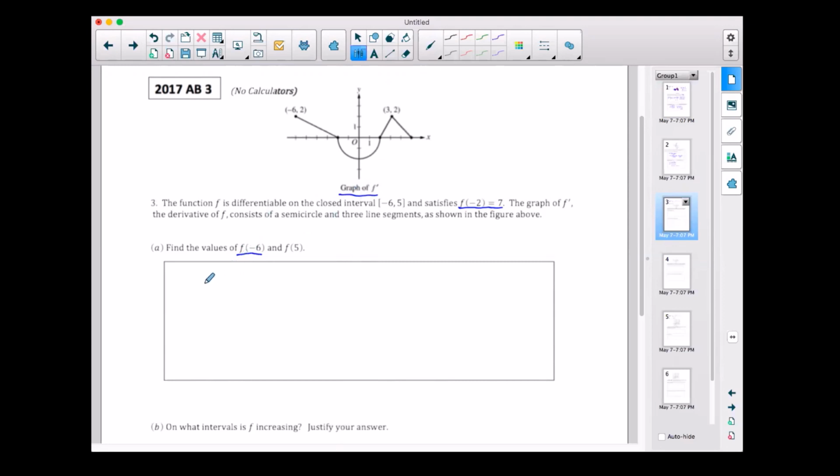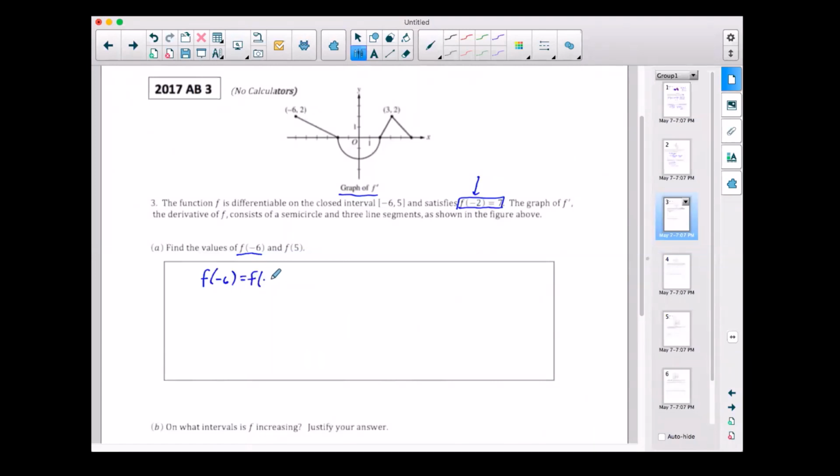And so the way we solve this is by the fundamental theorem, which says if you want to know a final amount of something, in this case F of -6, then we have a starting value. Well, notice the starting value here says F of -2 is 7. This is my starting value. Your starting value won't always be at 0, and it won't always be the first number on the graph. It's just some value that the AP exam is going to give you.